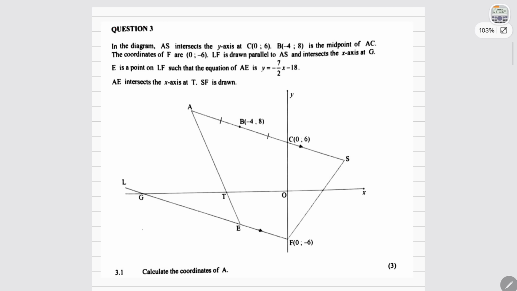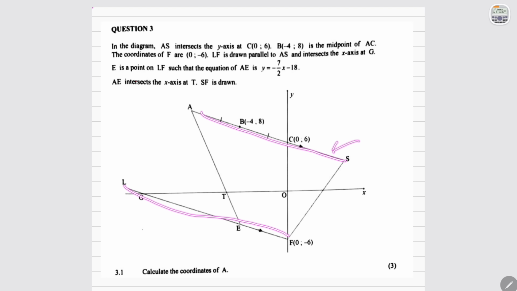Okay, so we're on question 3, and question 3 says, in the diagram, AS intersects the y-axis at C, which is (0, 6), and B (-4, 8) is the midpoint of AC. Okay, so this is the middle of AC. Then they say the coordinates of F are (0, -6). And then LF is drawn parallel to AS.